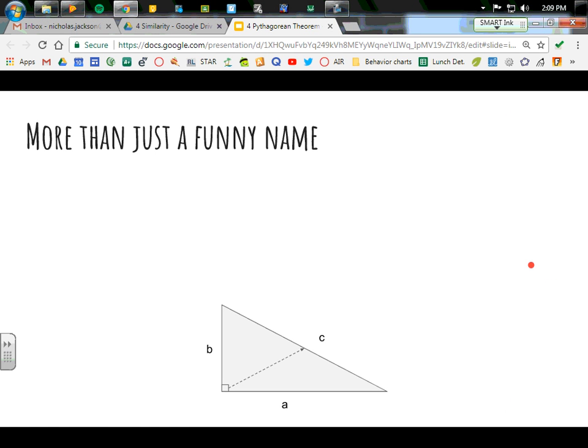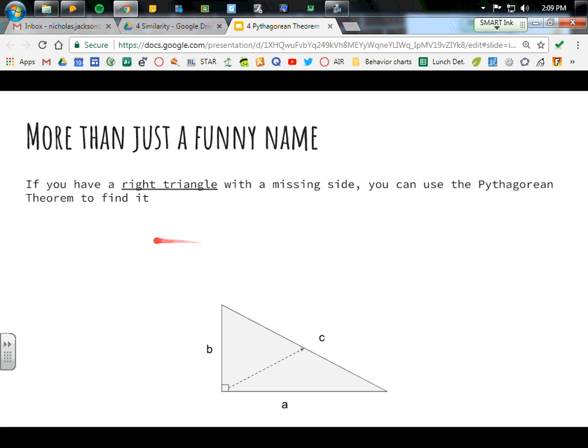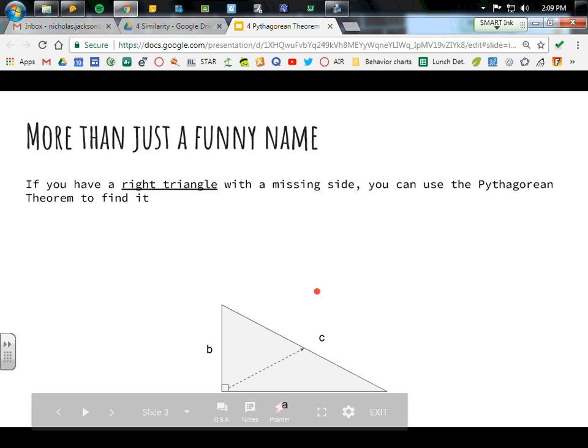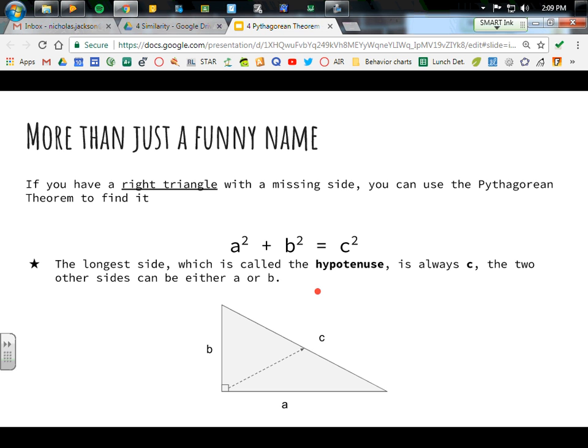So like I said, the Pythagorean theorem itself is used when dealing with right triangles. If we have a right triangle like the one we see right here that's labeled ABC, the Pythagorean theorem is used to find missing sides. So the theorem itself is a squared plus b squared equals c squared.